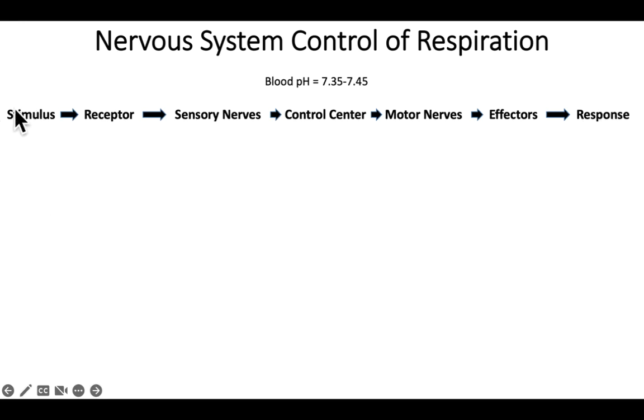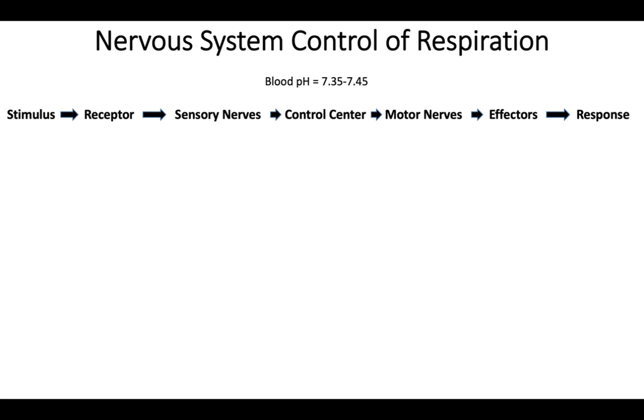Negative feedback. All right. Now, the main stimulus we're going to be talking about here is changes in pH. That's a big one. There are other things that we'll look at on the next slide, but the main stimulus for either increasing or decreasing breathing rate is changes in blood pH. So we obviously need to know what normal pH is. 7.35 to 7.45 in your blood. That's what your blood likes to be.